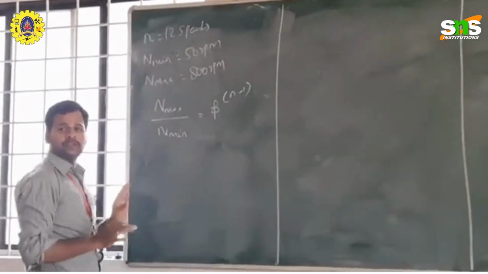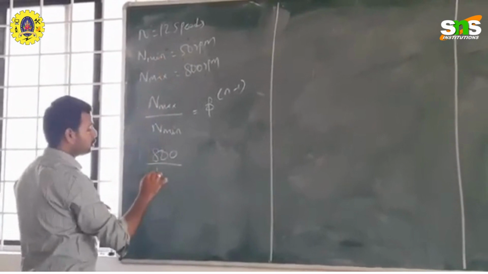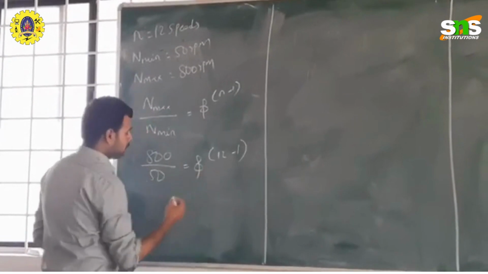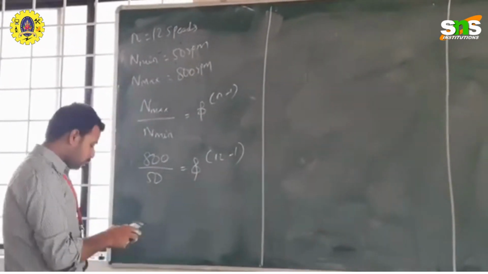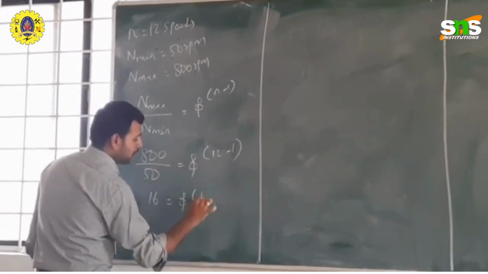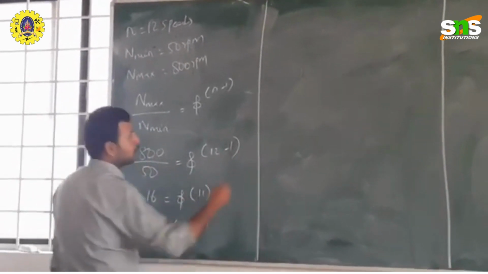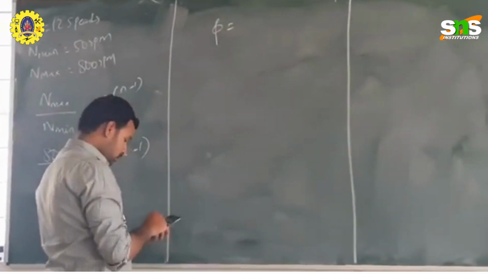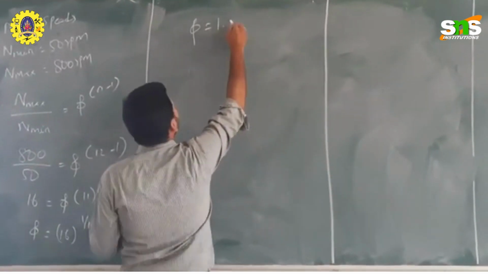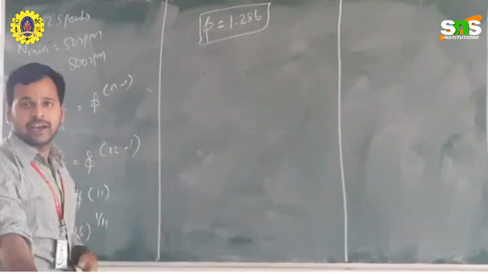It's nothing but a step ratio or a progression ratio. So N maximum is equal to 800, N minimum value is equal to 50. The number of speeds is 12, so 12 minus 1. So 800 divided by 50 is equal to 16, psi to the power 11. So psi value becomes 16 to the power 1 divided by 11. So our psi value becomes 1.286. This is our psi value.